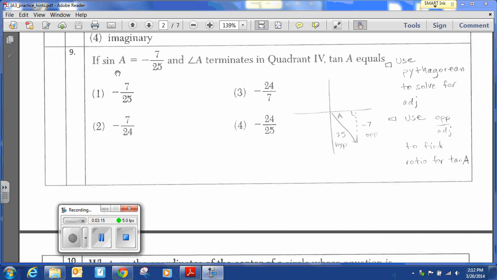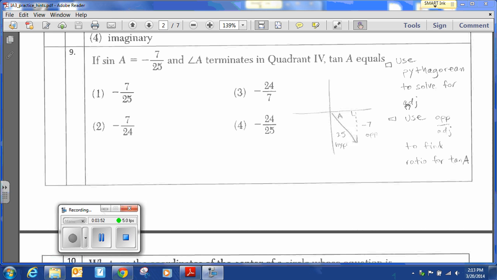So this is a trigonometry question. Sine of A equals negative 7/25. Angle A terminates in quadrant 4. So here's quadrant 4, and negative 7/25 is sine. So here's angle A. Here's opposite is negative 7. Hypotenuse is 25. Now I know that this is negative 7 because 25 is the hypotenuse, and that is always a positive value. Okay, this makes sense. It's negative 7 because we're going downward, so the y value is negative here.